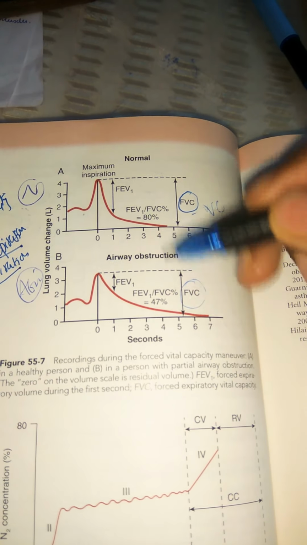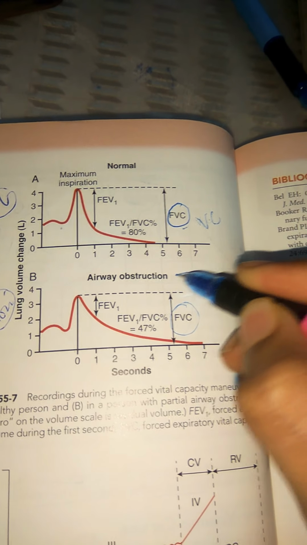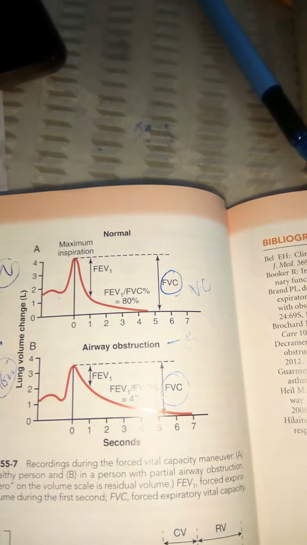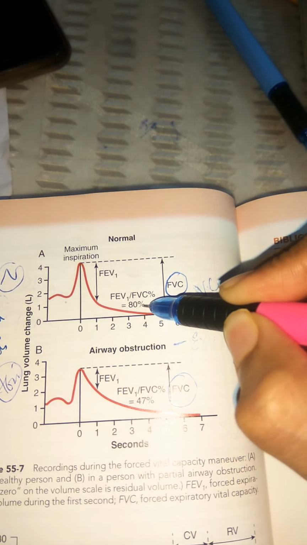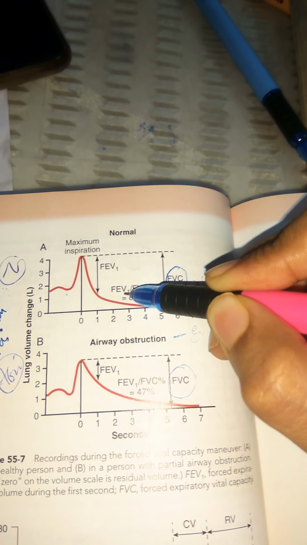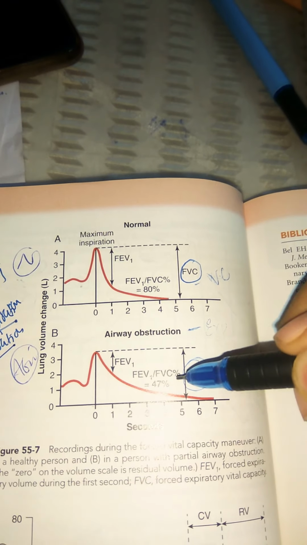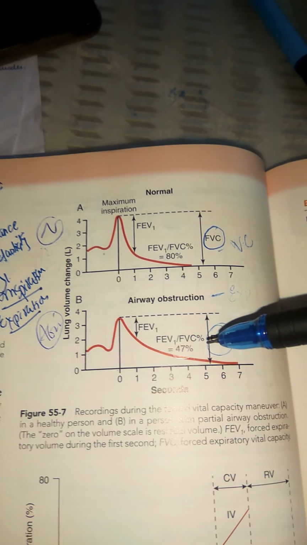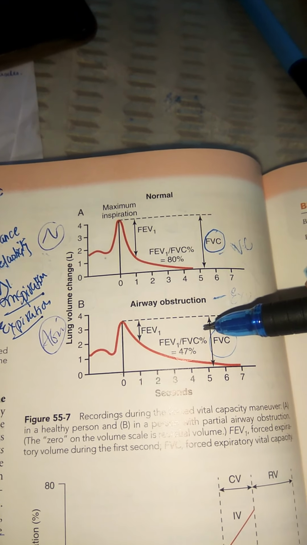There is a major difference in expiration, because we already know that in obstructive disease, like emphysema, expiration is very hard for the patient. So you can see in the normal lung it is 80% in the first second, but in the obstructed lung the expiratory volume has decreased to about 47%. So that is the major difference between the normal lung and the obstructed lung: the expiratory volume is decreased.